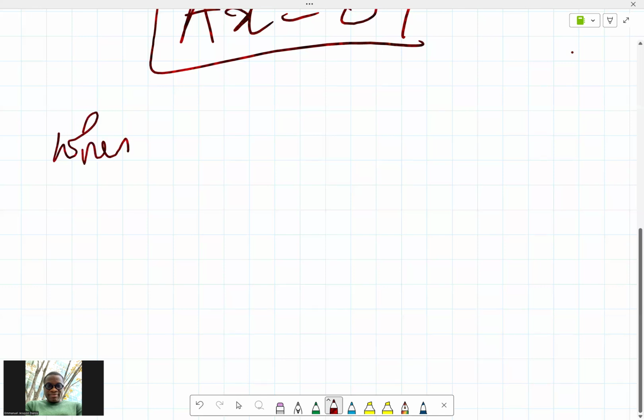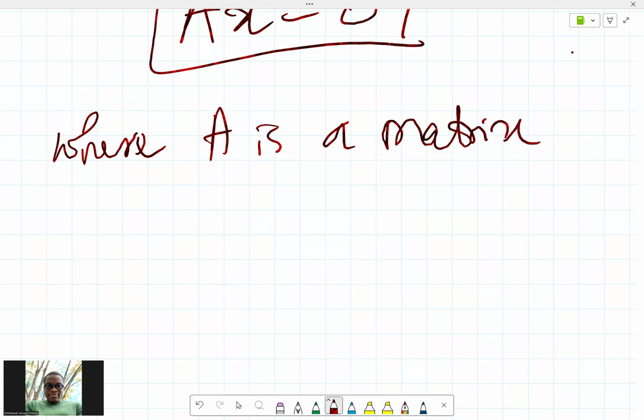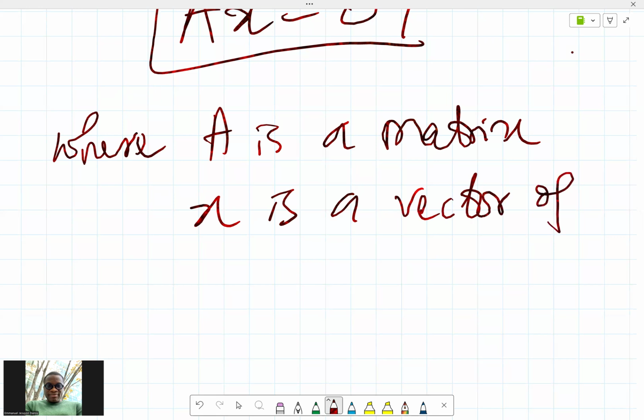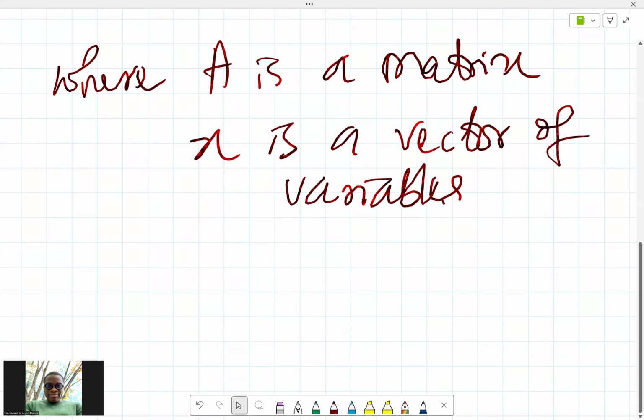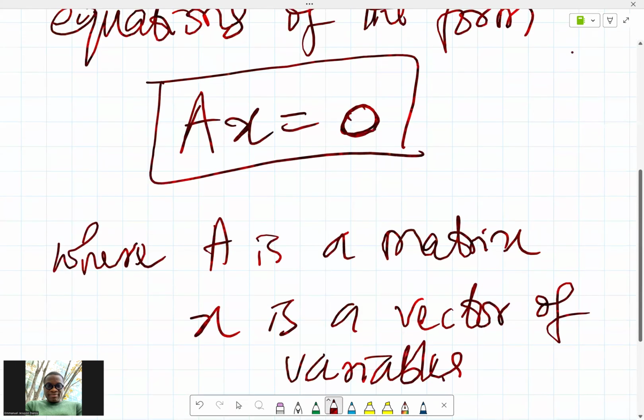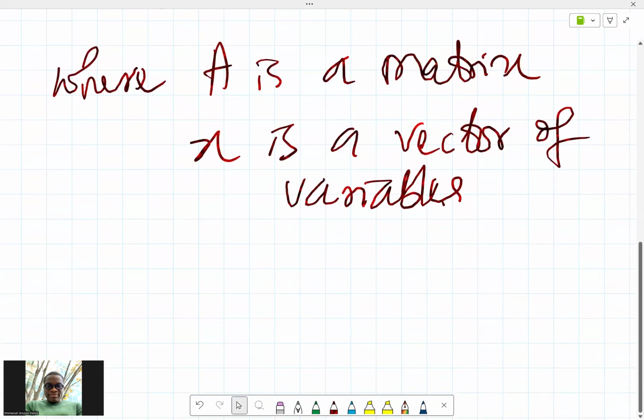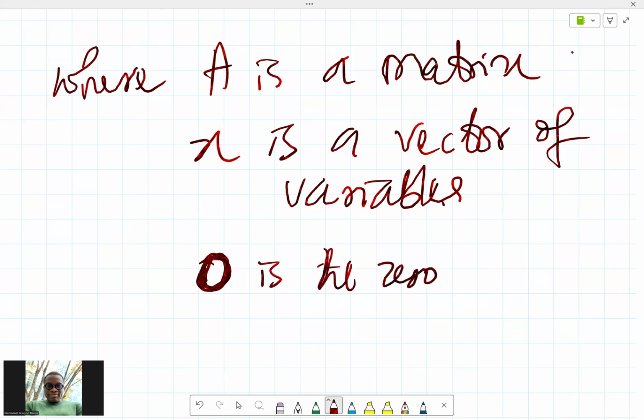Where A is a matrix, X is a vector of variables. Then this 0 here is a special kind of 0, and it is the zero vector.